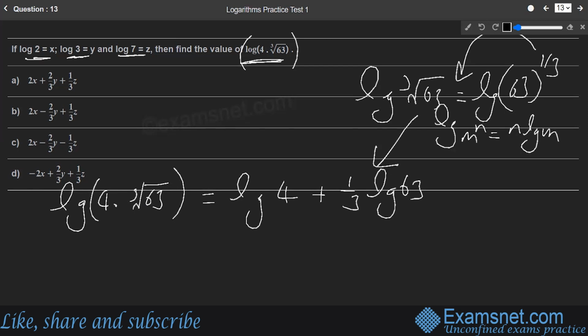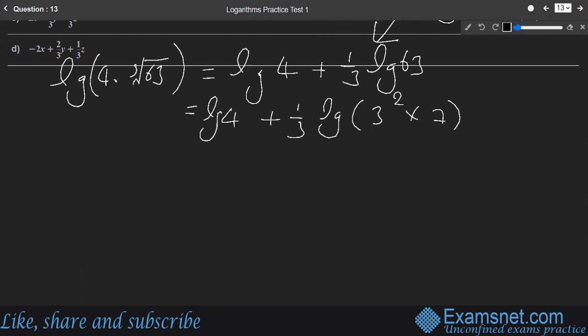Now, what can we do about it? We can break down 63 also. If we break down 63, this is going to be log 4 as it is plus 1 by 3 log of 63, and 63 can be broken down as 3 square into 7. That is, 9 into 7 is 63. So we have written 3 square for that. Okay, now let us do it further.